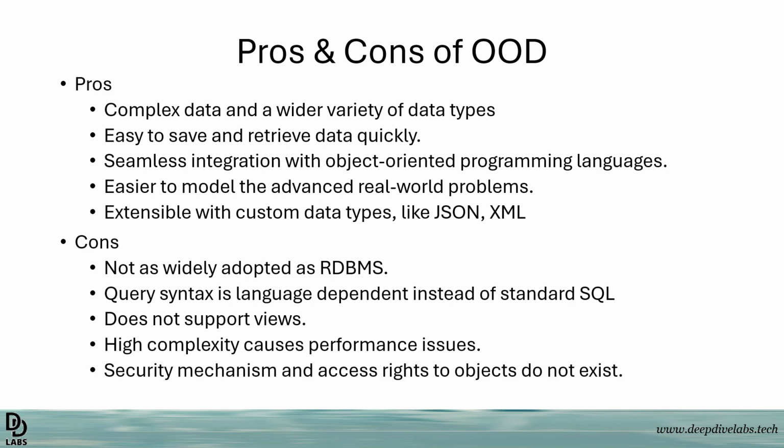The security mechanism and access rights to objects do not exist, whereas in a relational database you do have access control, with different levels of access for the users of your database. So from your object-oriented database came another version of it called the XML database. Let's take a look at that.